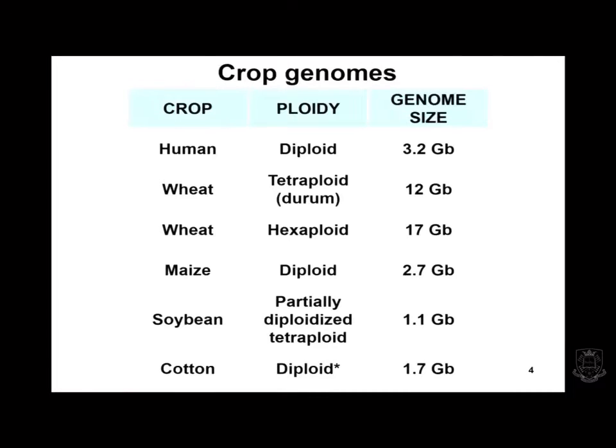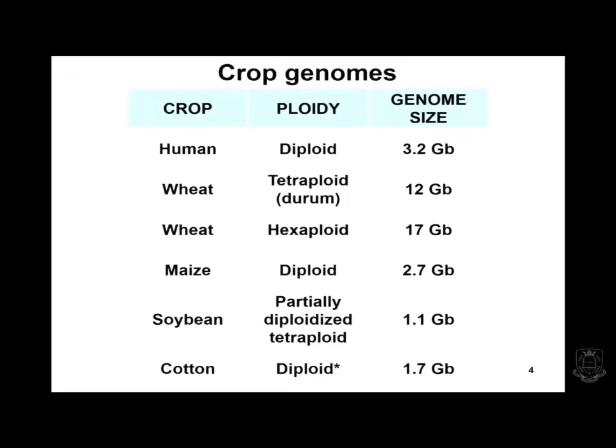Soybean, what does a partially diploidized tetraploid mean? Well, it means it was a tetraploid, and then it's lost some of the components, and so part of the genome is diploid, part of the genome is tetraploid. But you can see that the human genome is actually smaller than many of these, particularly hexaploid wheat. It dwarfs the human genome.